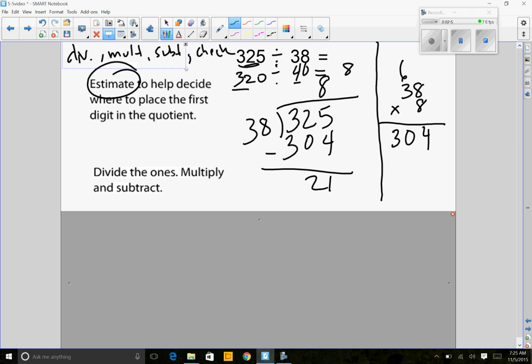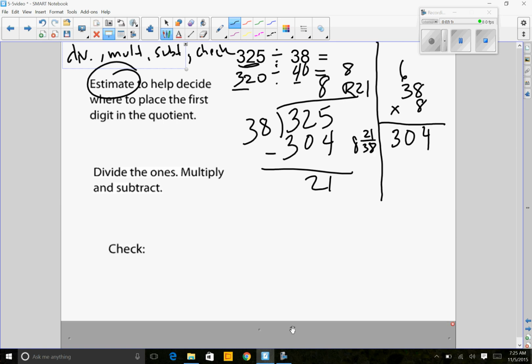So 21. And again, this is also where you're going to start having two-digit remainders. You can have a remainder all the way up to 37 with this problem. So this would be 8 remainder 21, or 8 and 21 over 38. And then our last step is going to be to check.